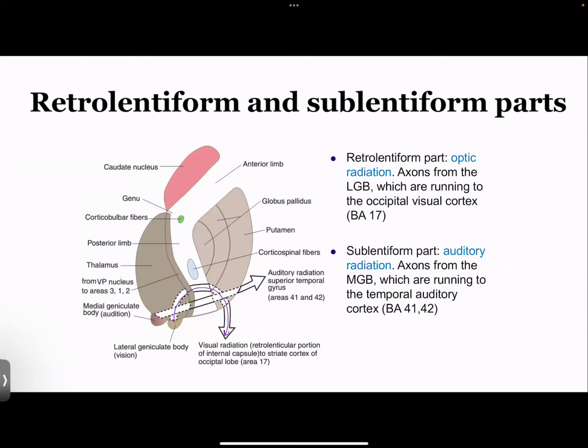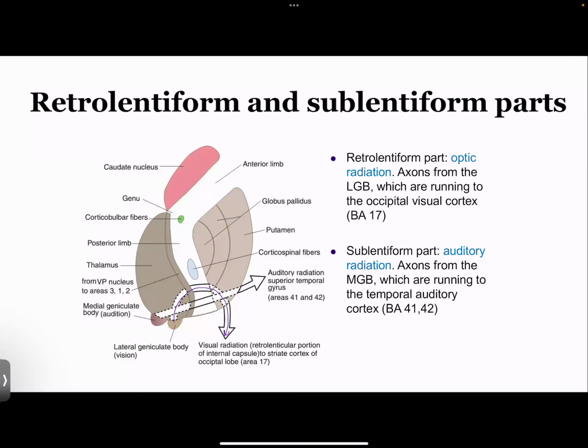Guys, again, just memorize. This one has nothing to do with anything else. Just know that retrolentiform is the optic radiation. So basically, it goes into the LGB. That's it. Retrolentiform is for the optic radiation, so it has to do with eyes. So LGB. The sublentiform has to do with hearing, or auditory radiation, but it comes from the MGB.